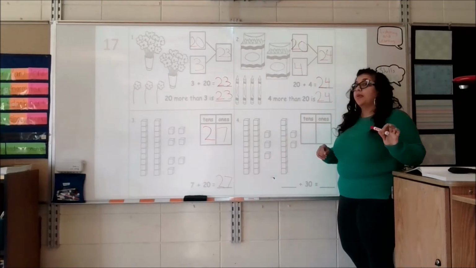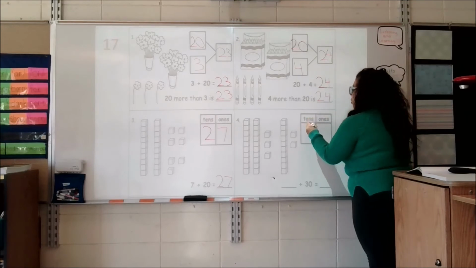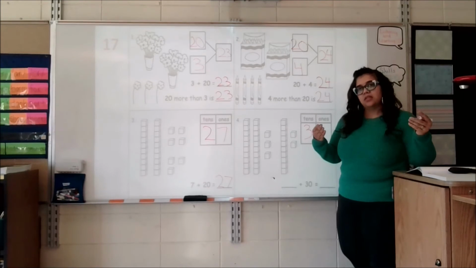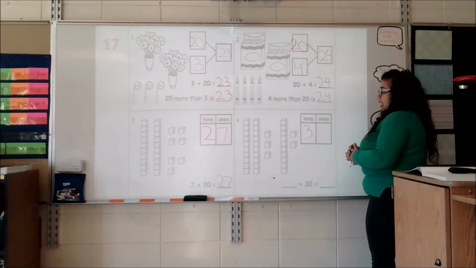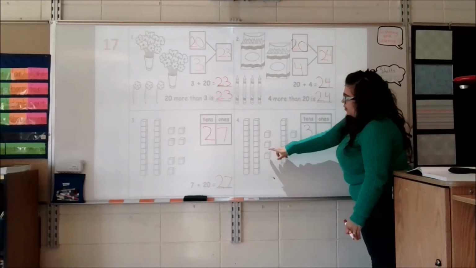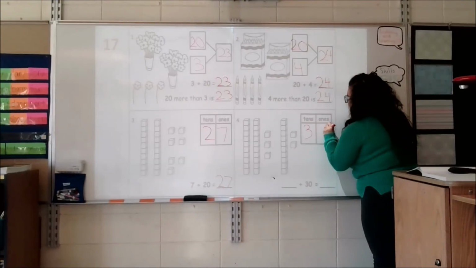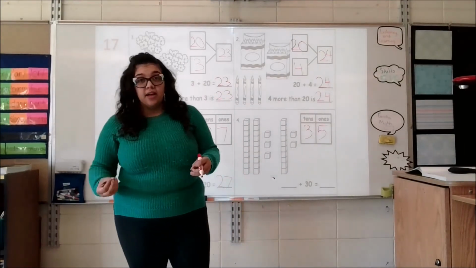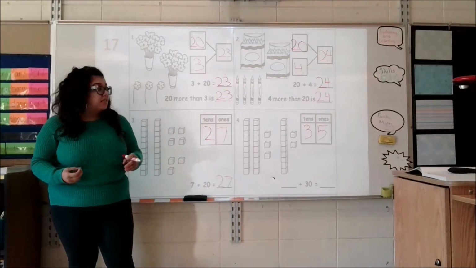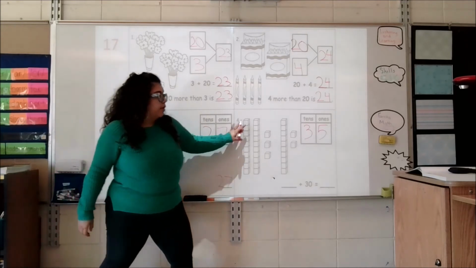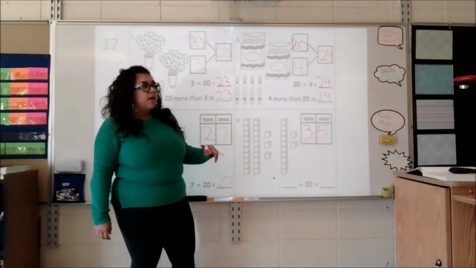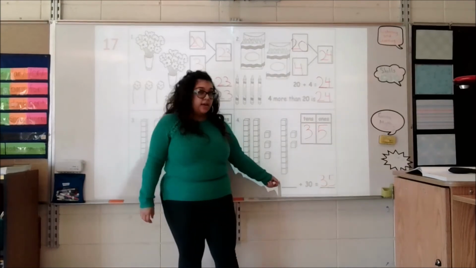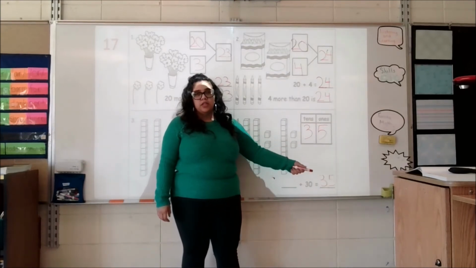how many groups of 10 are pictured? Correct. 3 groups of 10. 3 tens is 30. Good. And how many loose ones are there? 5. Excellent. So 3 tens, 5 ones. 3 tens and 5 ones is the value of the number. The whole is 35. So something plus 30 is equal to 35.